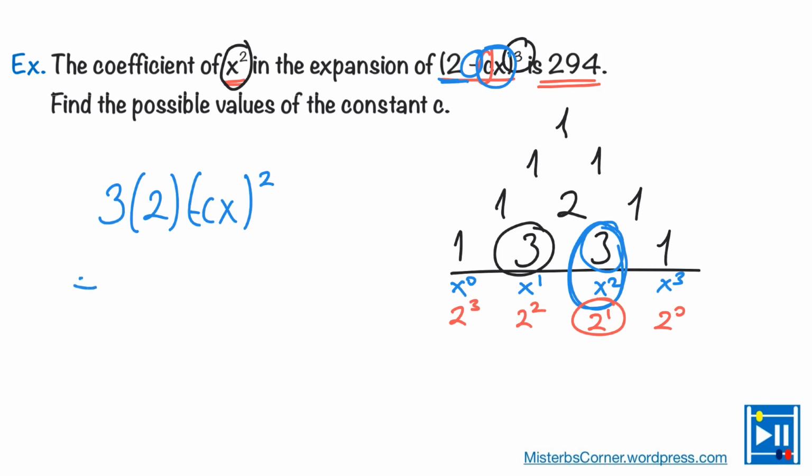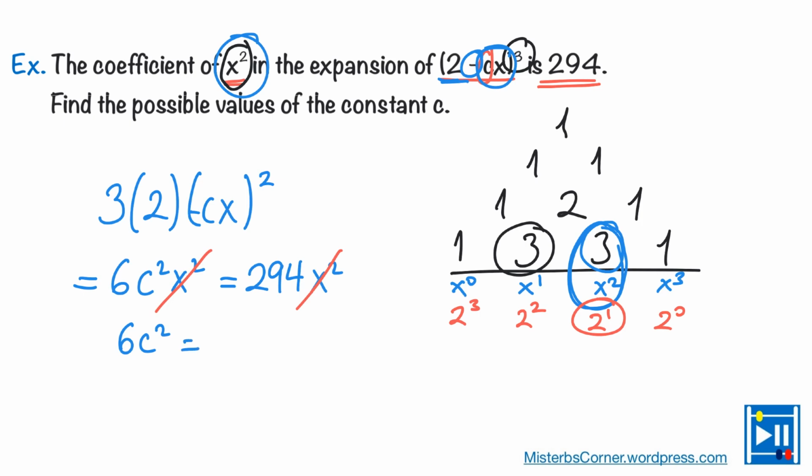So if I simplify this expression, it's going to be 3 times 2, which is 6, and then minus c squared is c squared, and x squared following it. So basically I have this term as 6c squared x squared. Now this, the question says, is equal to 294x squared because it's the term with x squared, right? So if I cancel out the x squared expressions, I will end up with basically 6c squared equals 294. From here, c squared is 49, and then I'll have c to be plus minus 7. So that's the value of the constant c appearing in the binomial expansion.